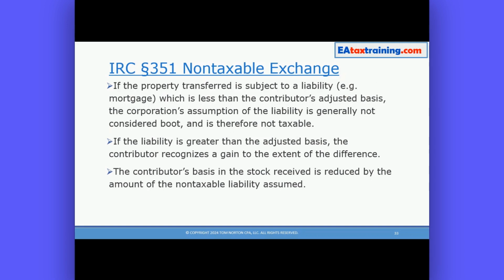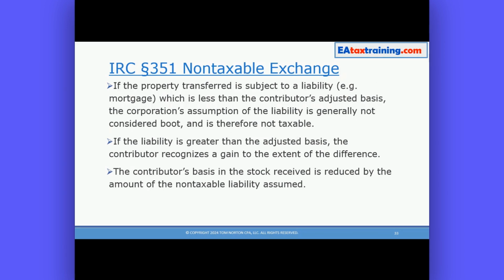Some other rules for Section 351. If the property that is transferred is subject to a liability, such as a mortgage, and that liability is less than the contributor's adjusted basis, then the corporation's assumption of that liability is not going to be considered boot, and therefore it is not going to be taxable. If the liability is greater than the adjusted basis, then the contributor is going to recognize a gain to the extent of the difference. And in either case, the contributor's basis in the stock that they received is reduced by the amount of any non-taxable liability that is assumed.